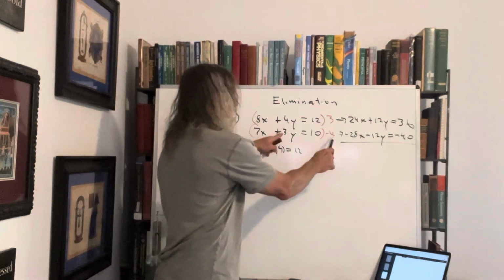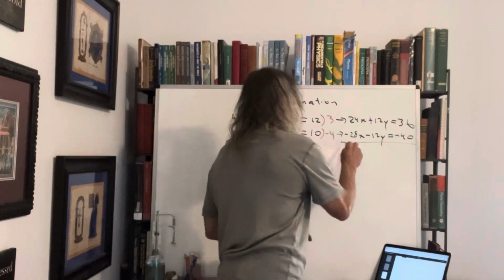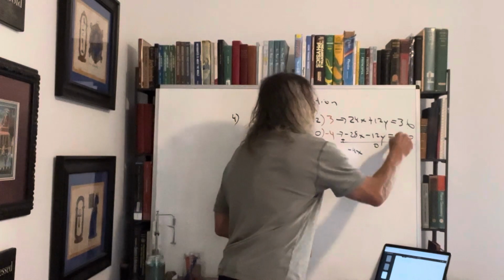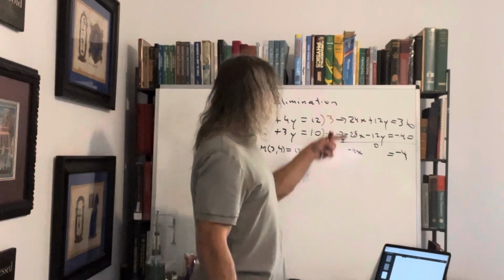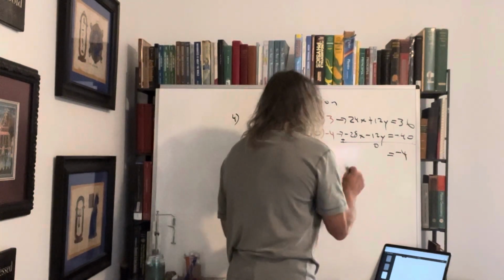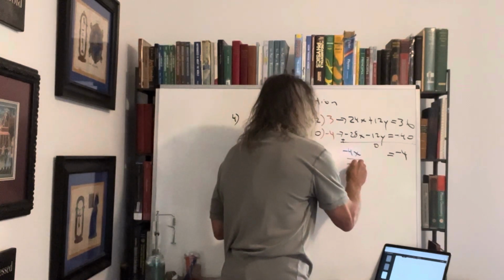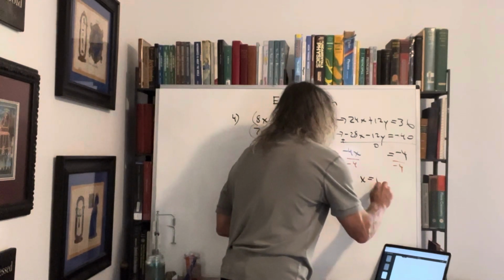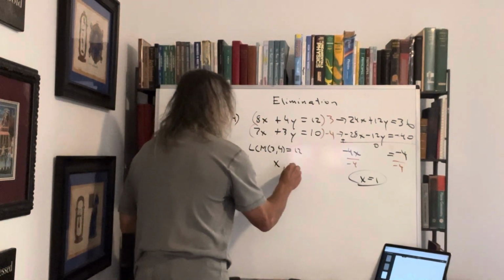Negative 28, negative 12, negative 40. Notice these are equal but opposite. So we can add these, make negative 4x. These are 0. These are negative 4. 36 minus 40. 24 minus 28. And divide by negative 4. x is 1. So again, we're trying to find our ordered pair.